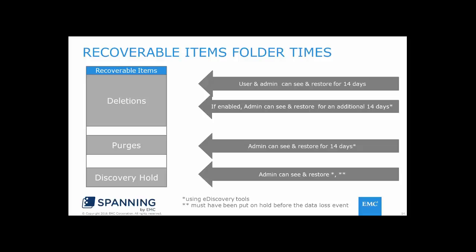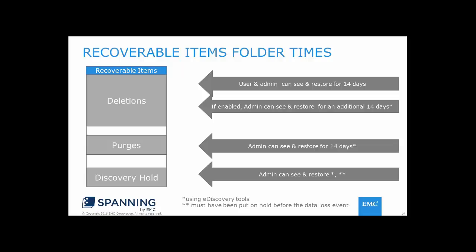Users and admins can see and restore in this folder for 14 days. After the 14 days, only if an admin has enabled this, they can see this recoverable items folder for another 14 days and have the ability to restore that data. Once it's run its course, whether it's 14 days or 28 days, then it goes into the purges folder. An admin can see it there for another 14 days, but then it's purged off of the tenant completely.